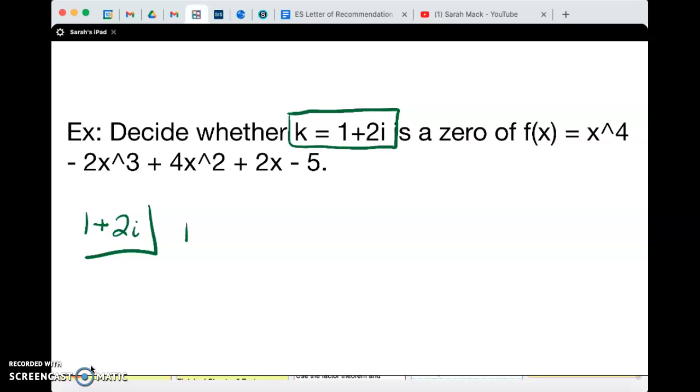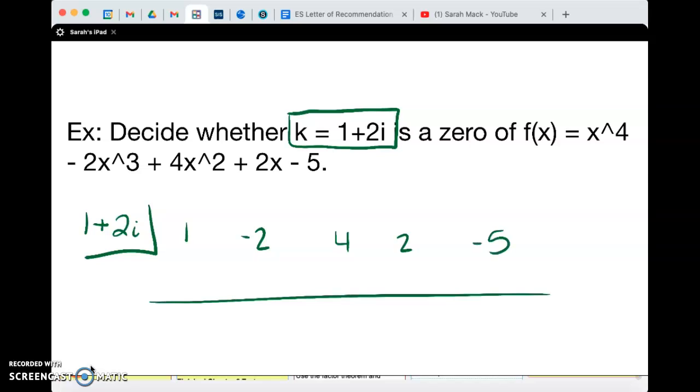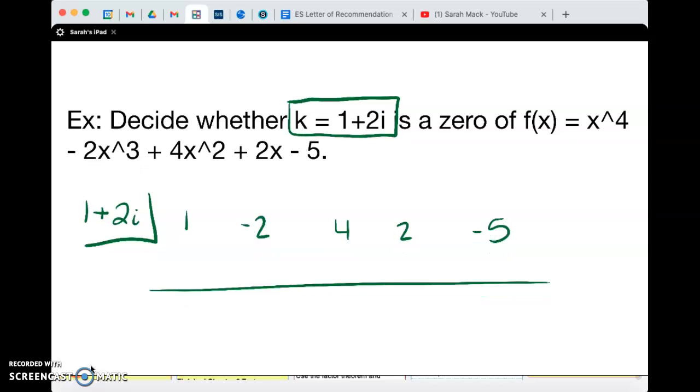1, negative 2, 4, 2, negative 5. This is going to be great fun. Hopefully you left enough space. So the 1 drops down, which is the easy part. Then I have to multiply. 1 times 1 plus 2i is 1 plus 2i. Okay? And then I'm adding, and I need to combine like terms.